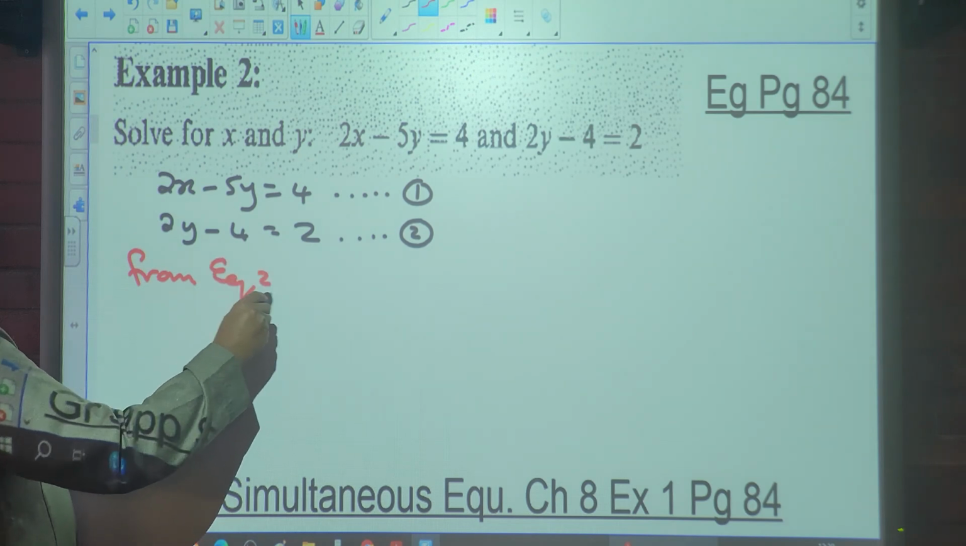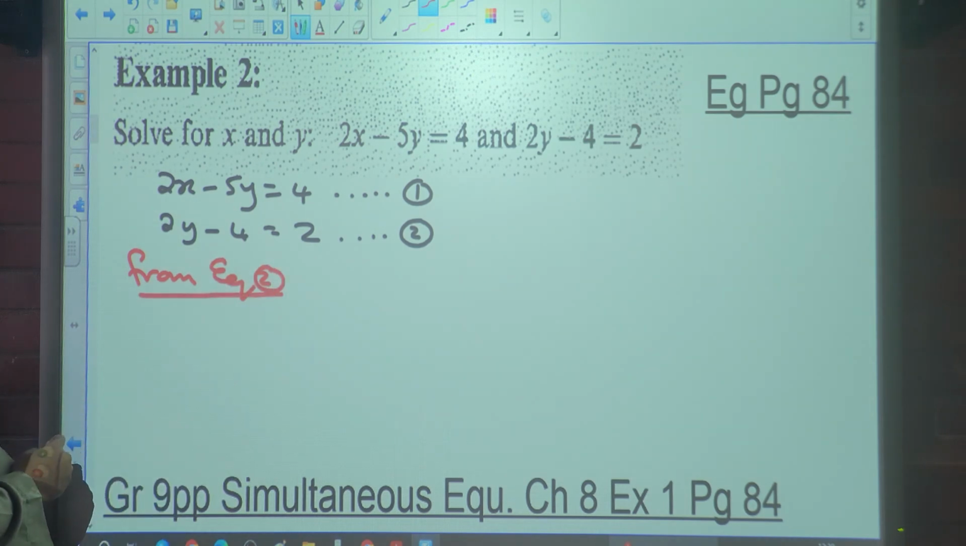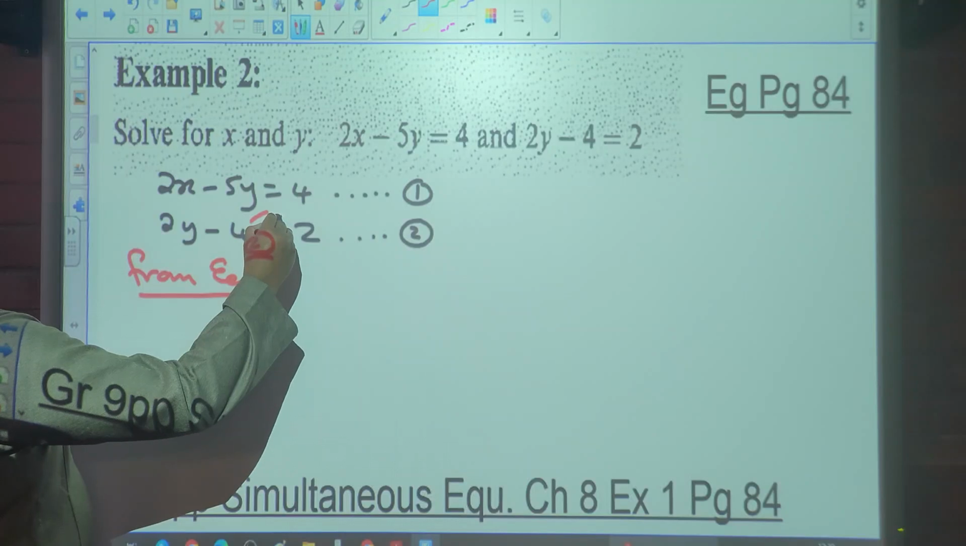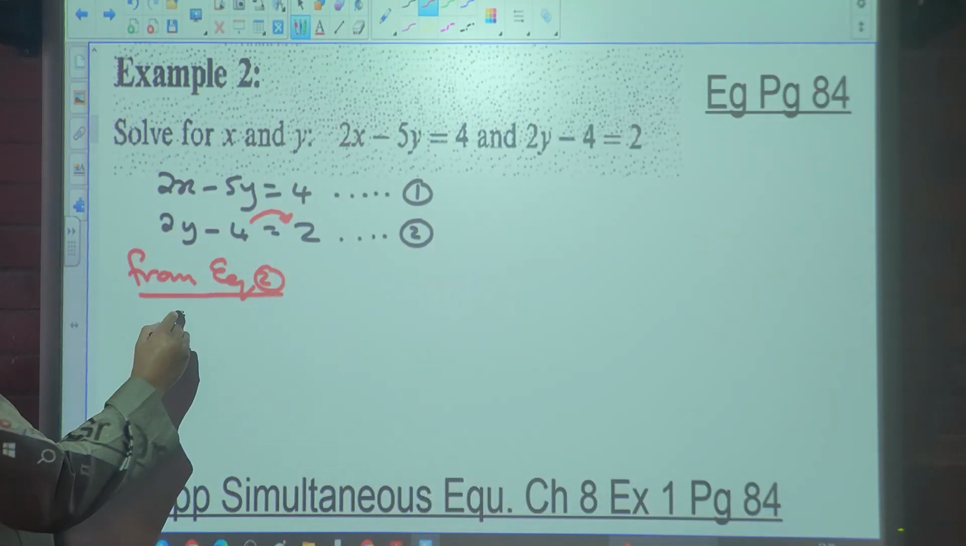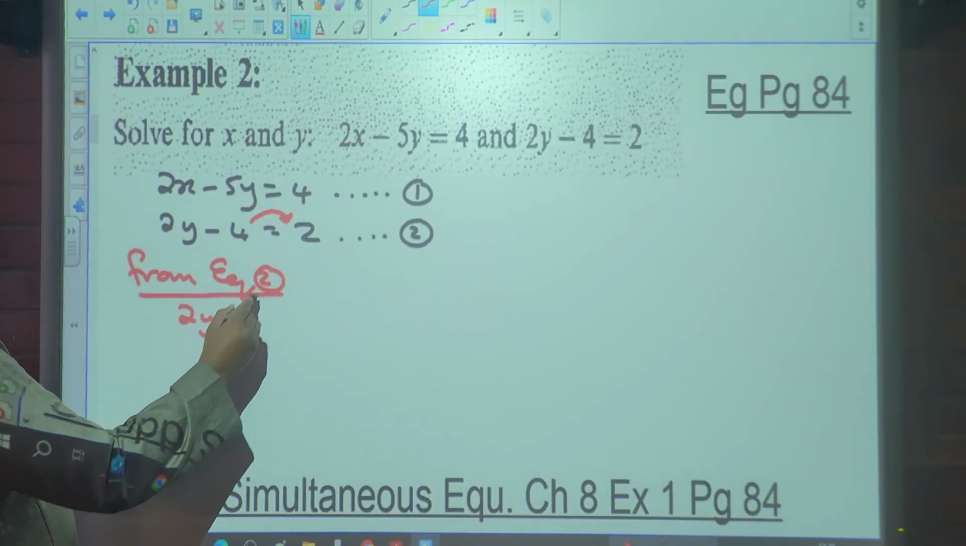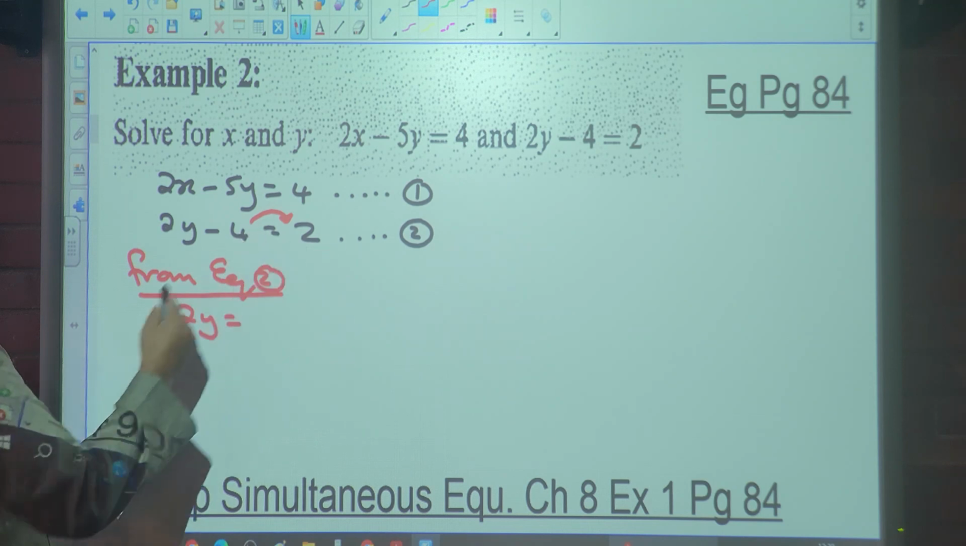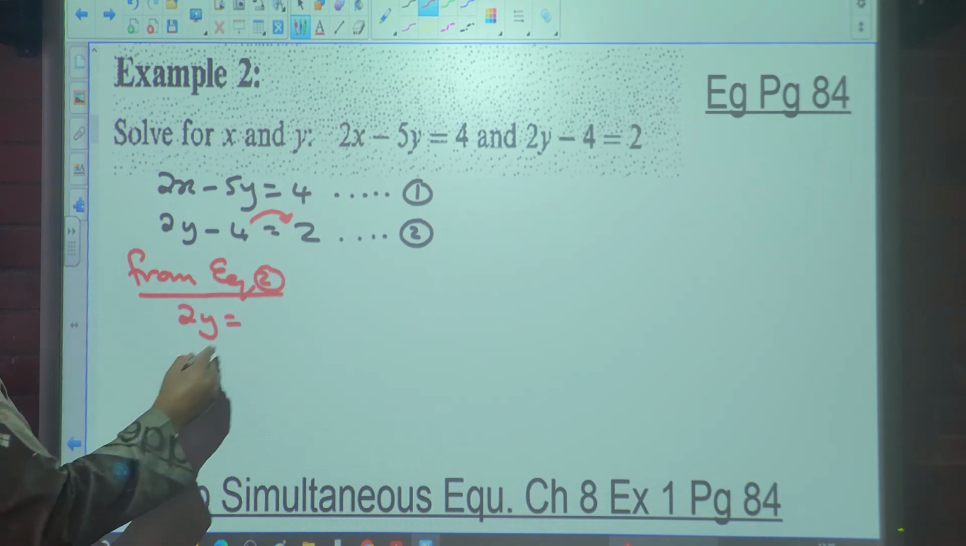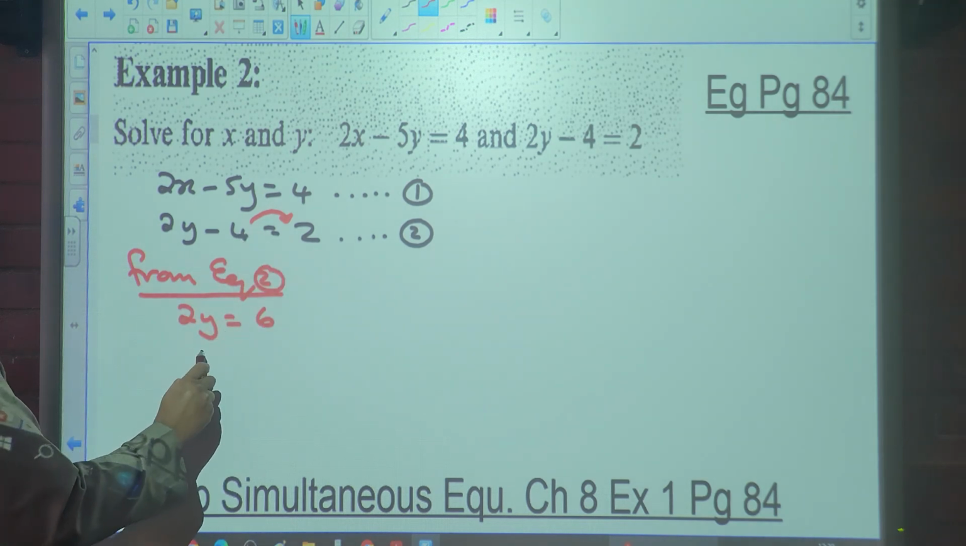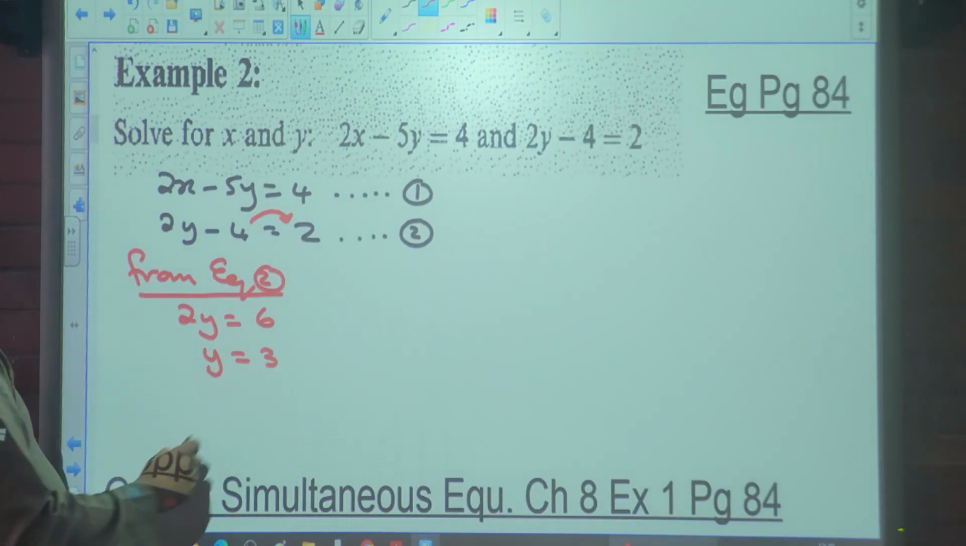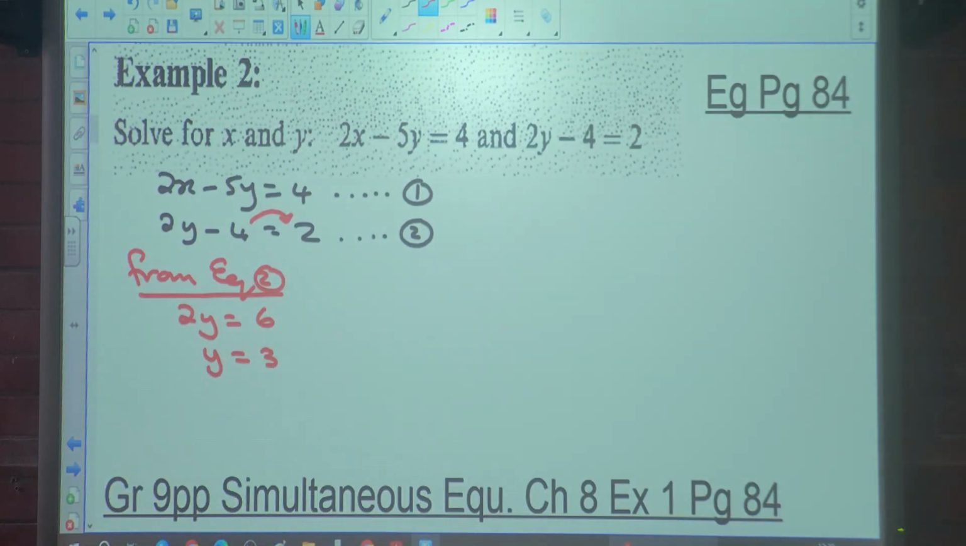So from equation 2, what can we say? We're going to make y the subject of the formula. We take that over, which gives us 2y is equal to 2 plus 4. What's 2 plus 4? 6. Divided by 2. So y is 3. Okay.